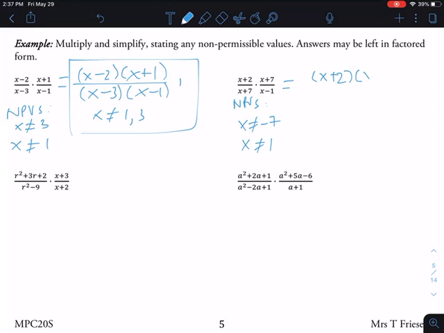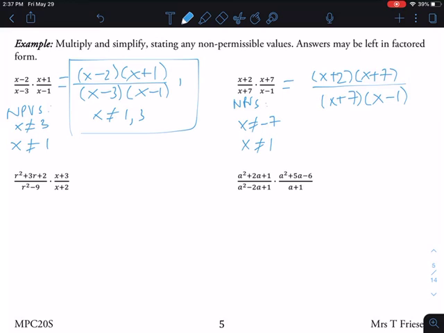Okay, so you're going to see that I'm not doing any sort of FOIL or distribution in these questions. And that is because, remember what I said at the top, we do not have to do that because we can leave our answers in factored form. Okay, and so there's no point in taking it out of factored form just to put it back into factored form. That seems crazy.